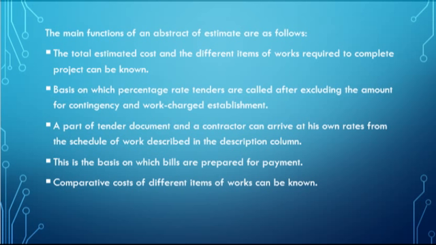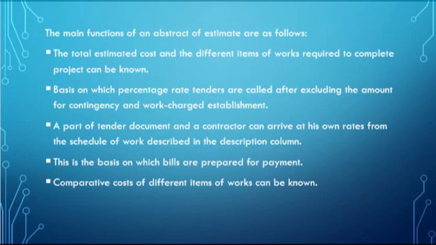Next is the abstract. The cost of each item is calculated by multiplying the quantities computed in the measurement form by a specific rate, in a tabular form. So for the abstract of estimated cost, we need again a tabular form which contains 6 columns. Column number 1, item number. Column number 2, description. Column number 3, unit. Column number 4, quantity. Column number 5, rate. And column number 6, amount.